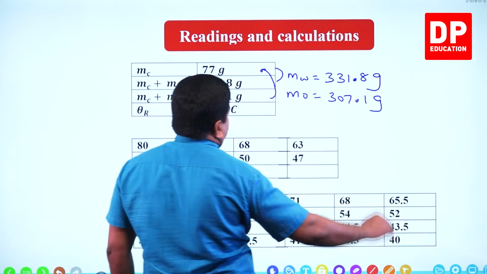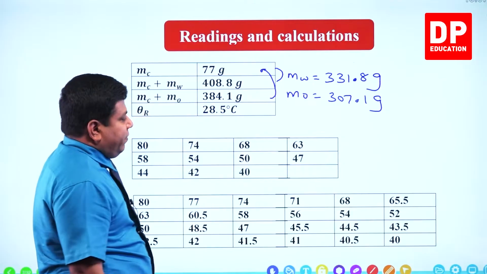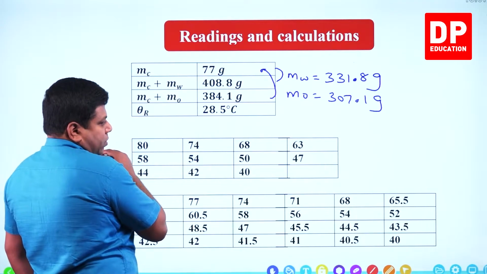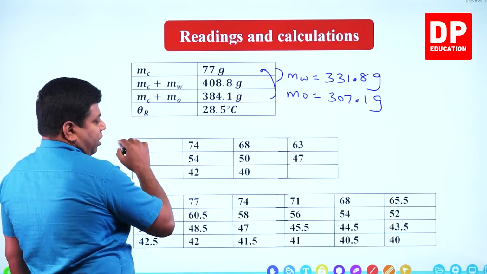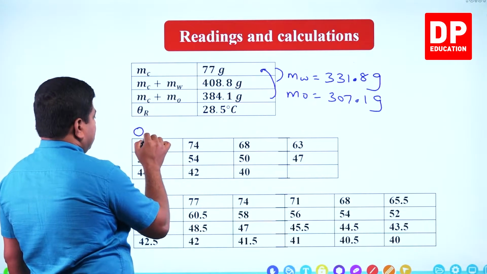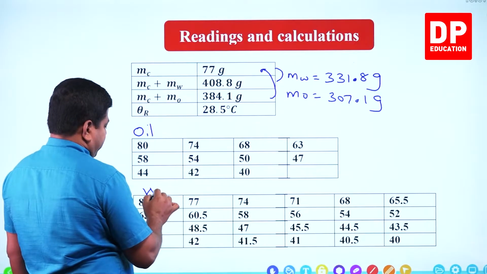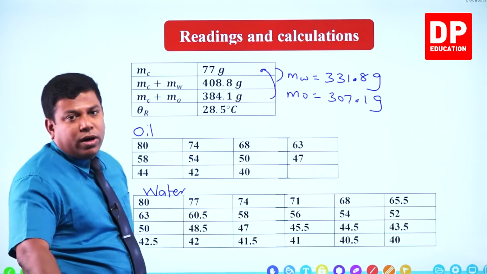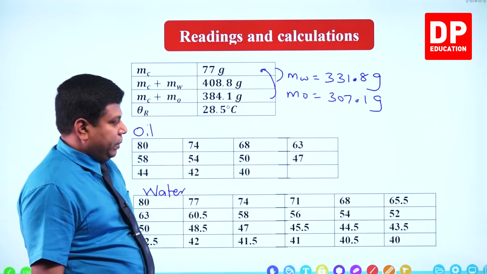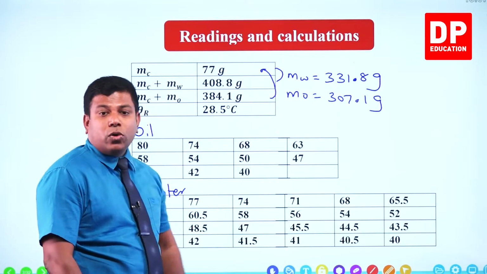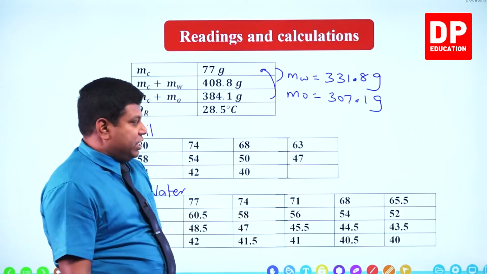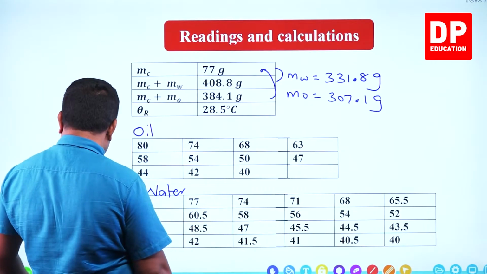307.1 gram. Room temperature is given. This is for the oil, coconut oil we had, right? This is for water. Every 30 seconds what we recorded, what we have here. Now what we are going to do, we are going to draw the cooling curve for water and oil on the same graph sheet. Let's take a graph sheet.